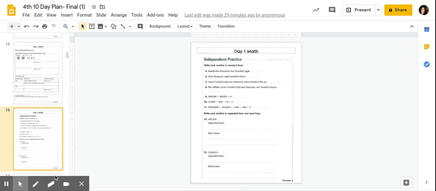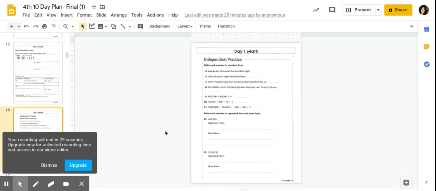And then the last page for math for day one is independent practice. Again, standard form, write the number for each. Down here, write the number for the expanded form. And down here, it's giving you expanded form here, word form here. It's everything that you did on the other page.